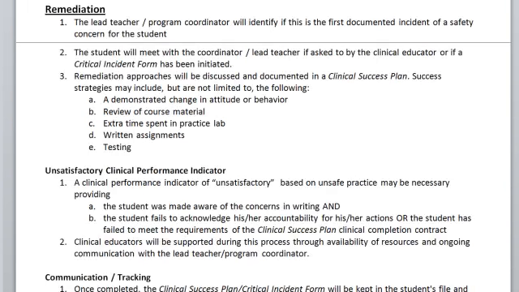The remediation section of the document outlines a number of ways student learning can be supported. Some examples that would be documented on a clinical success plan include a demonstrated change in attitude or behavior, review of course material, extra time spent in practice lab, written assignments, or testing. Depending on the nature of the event, a critical incident form may also need to be completed. Remediation is aimed at supporting learning and is not intended to be punitive.